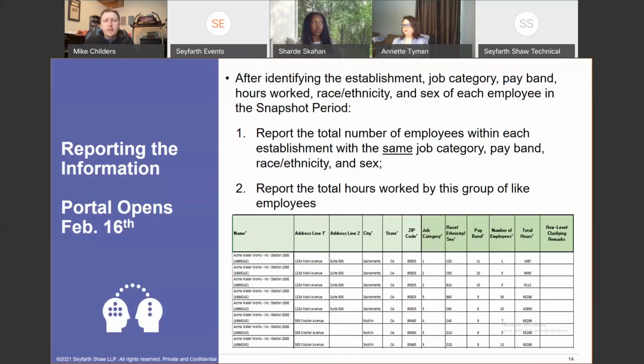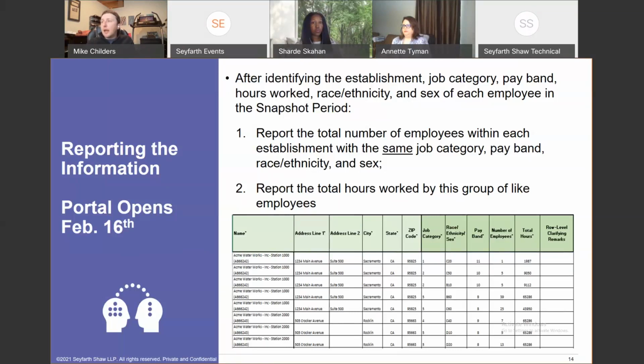So once you have assigned employees within the establishment, you're assigning them into groups based on job category, based on the pay band that you slotted them into, based on those W-2 Box 5 wages, based on race, ethnicity, and based on the sex of the employee. You're then reporting the total number of employees within each establishment that fall within those same job category, pay band, race, ethnicity, and sex groups. And then you're also reporting the total number of hours worked for everybody who's within that group.